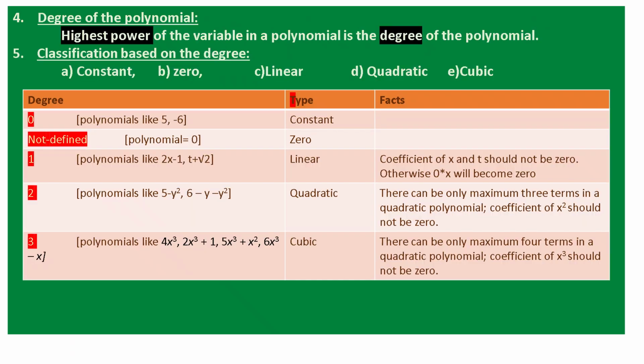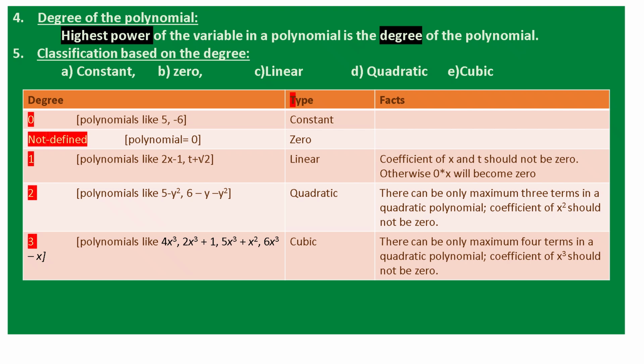How do we define the degree of a polynomial? It is the highest power of whichever variable is there in the polynomial. The classification based on the degree, it's constant, zero, linear, quadratic and cubic. Let's look into the definitions of each one of them. Constant has only the constant numbers. If the polynomial itself is 0, then it is called a zero polynomial and the degree of which is not defined. Linear, the power of the expression, the maximum degree is 1. Quadratic, the maximum degree is 2. And cubic, the maximum degree is 3.